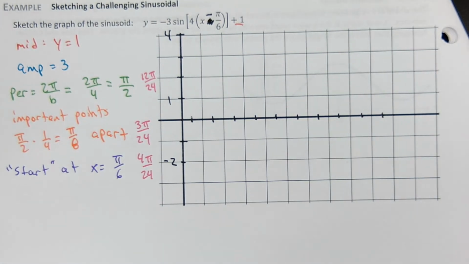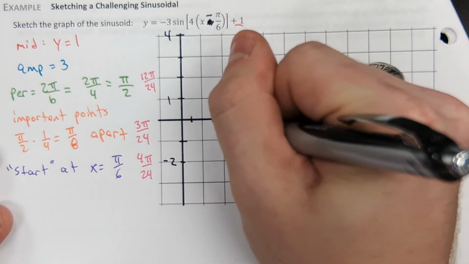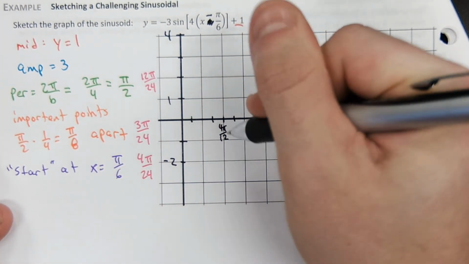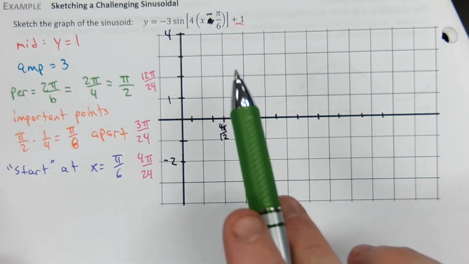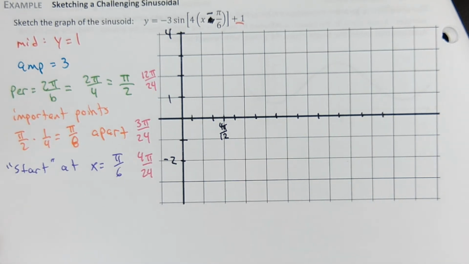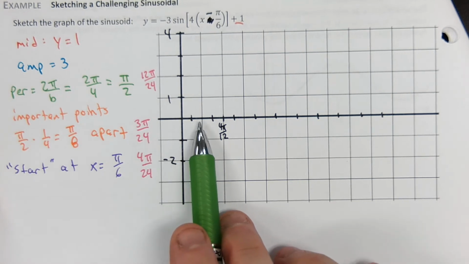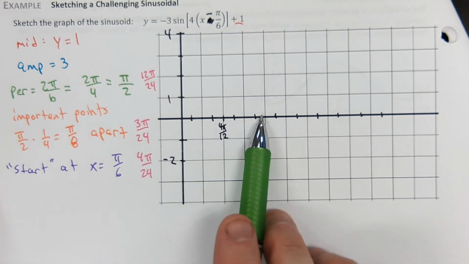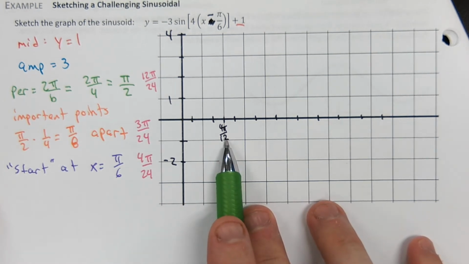Our first thing is going to happen at 4 pi over 12, right? So 1, 2, 3, 4, right there. So here is 4 pi over 12. And what I'm going to show you is with a green dot. I'll use my green pen here. I'm going to put a dot at where the next important information is going to occur. It's going to happen 3 pi over 24. And since every one of these is a pi over 24, I just have to go. I wrote 12, but that's supposed to be a 24.